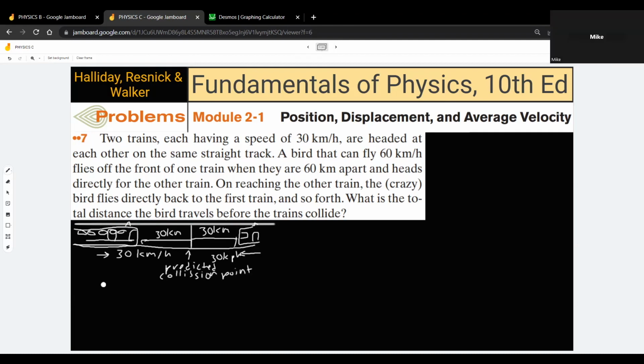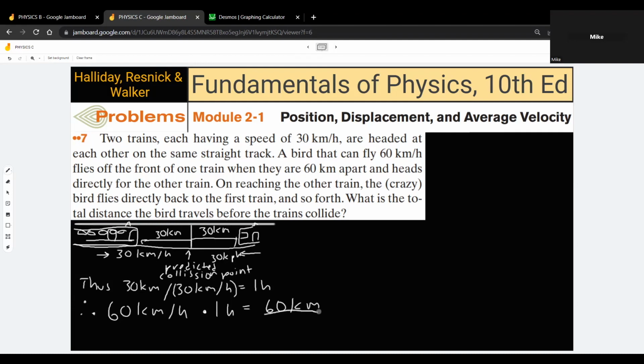Okay, so gaano katagal yan? Okay, which means ano yung distance traveled by the bird? Okay, so 60 kilometers. Ngayon, before we move on from here, paano kung ganito?